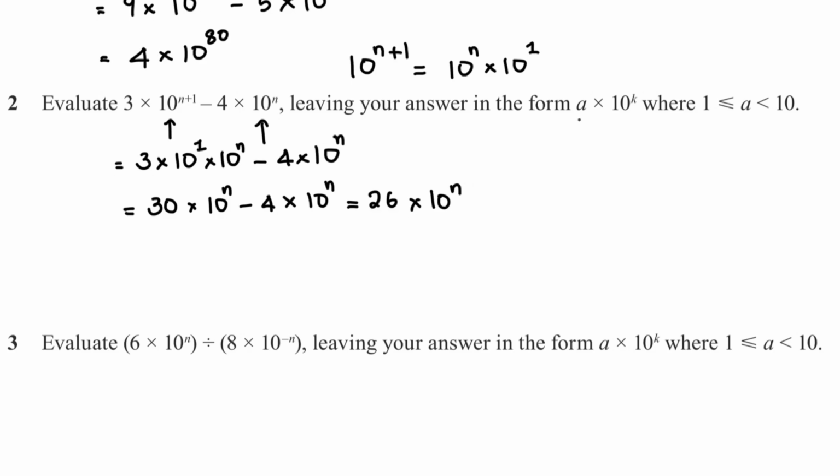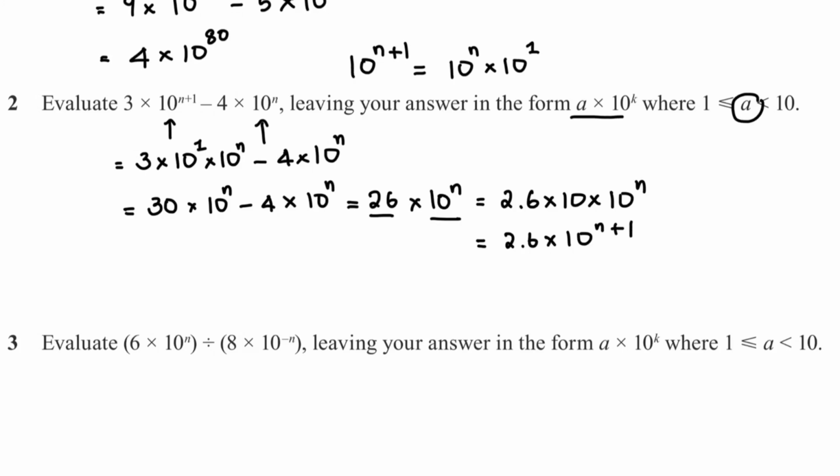But the thing is, they want us to write a times 10 to the power of k, where a is between 1 and 10. That means the number that is multiplied by 10 to the power of n here must be between 1 and 10, which means from 1 until 9.9999999, something like that. But for our question, it has 26. And how to make 26 to be a number between 1 and 10? Yeah, we just make 2.6 times 10, and then times 10 to the power of n, right? That's supposed to be 2.6 times 10 to the power of n plus 1. Okay? This is the answer.